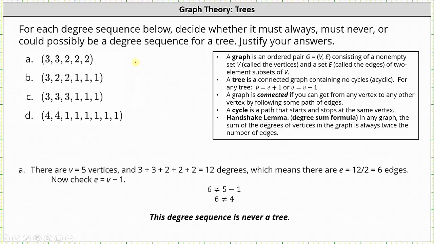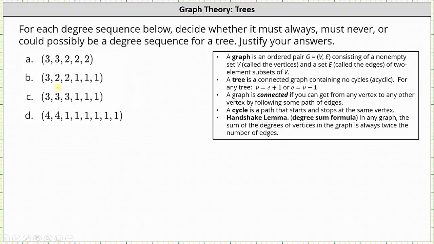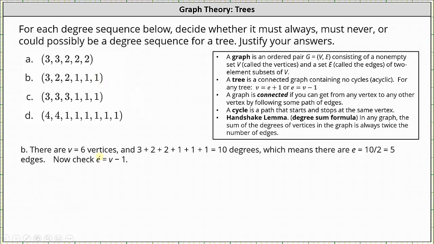And now let's take a look at B. Notice B has 6 degrees in the degree sequence. This indicates there are 6 vertices. The degree sum is 10. 10 divided by 2 is 5, indicating the graph has 5 edges. Checking the equation E equals V minus 1, we have 5 equals 6 minus 1, which is true, which indicates the degree sequence could possibly be for a tree, but we don't know if it's always going to be a tree. We need to check some graphs.